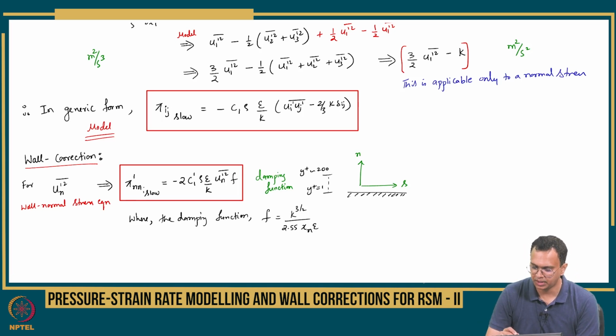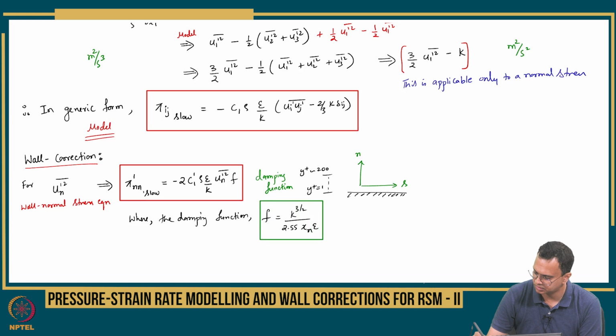So if you see here, pi nn prime slow is a wall correction. That means it has to get active as you come closer to the wall, and this has f, and f is inversely proportional to xn. So xn is the wall normal coordinate, right. As you approach the wall, f will increase, so pi nn prime slow will be active. If you are going very far away from the wall, f will be so small that pi nn prime slow will be negligible. So it is a 1 over xn dependency, just like the wall dependency we introduce for epsilon boundary conditions and other places, damping functions. Okay, so this is one part here. F is the damping function here.